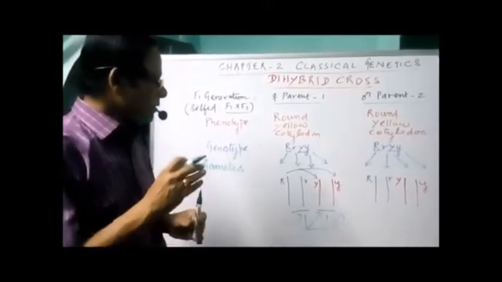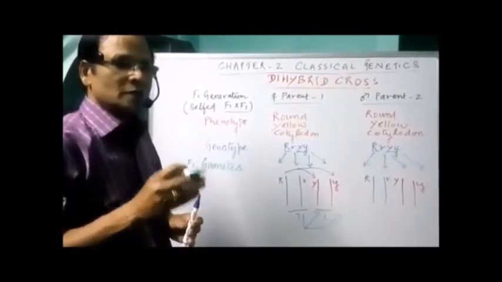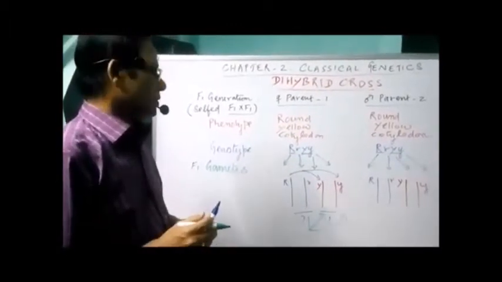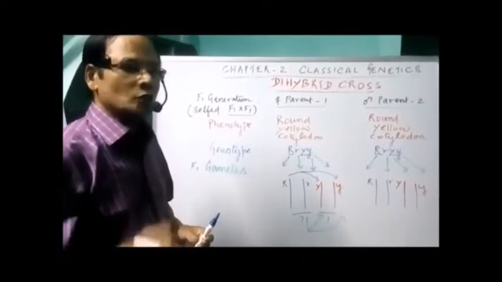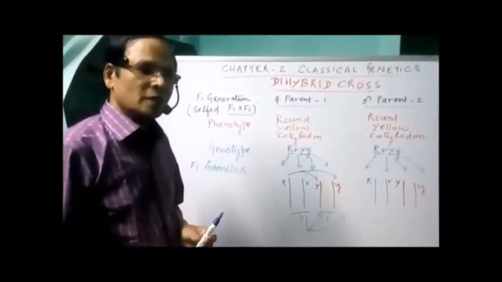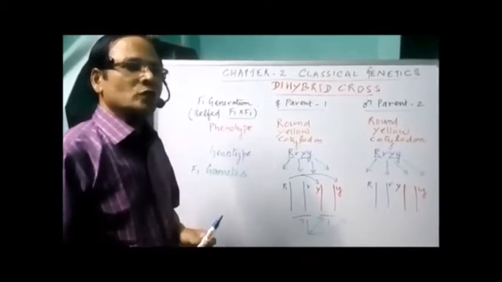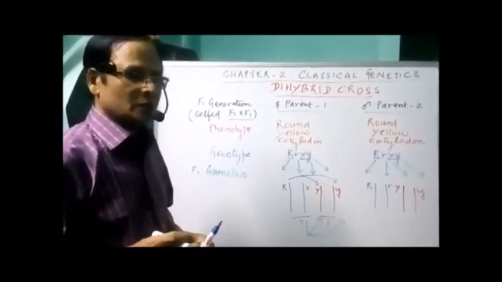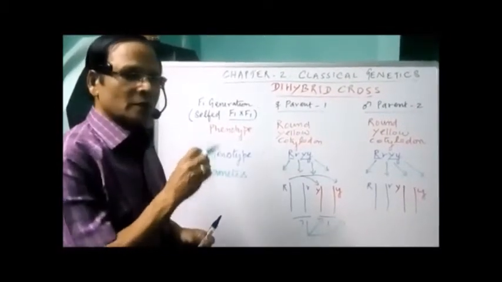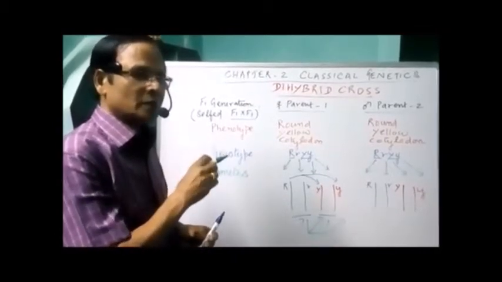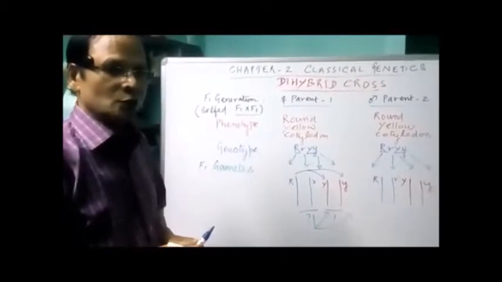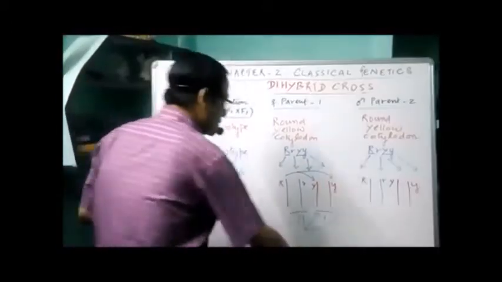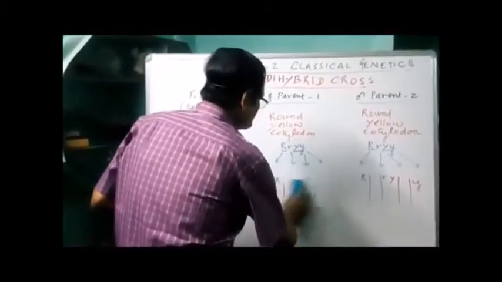So the number of gametes produced in each case is increasing geometrically. In monohybrid class, 2 gametes. In dihybrid class, 4 gametes. In trihybrid class, 8 gametes. If you are taking 4 characters, then we are getting 16. So the number of gametes produced by a hybrid, a dihybrid or a trihybrid are increasing geometrically: 2, 4, 8, etc. Now what are the gametes produced?